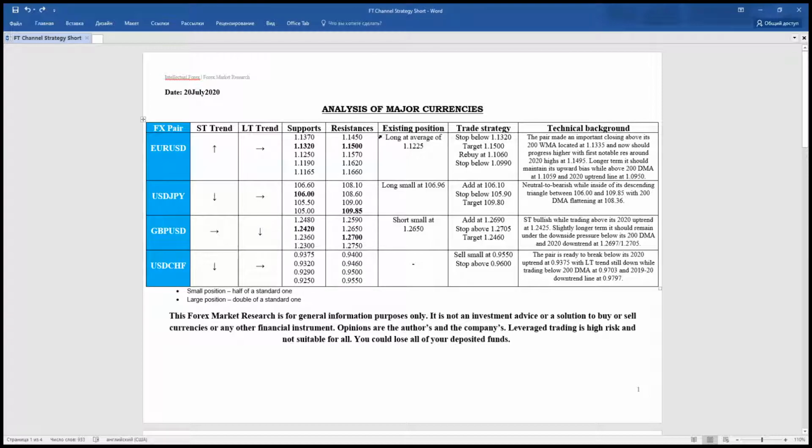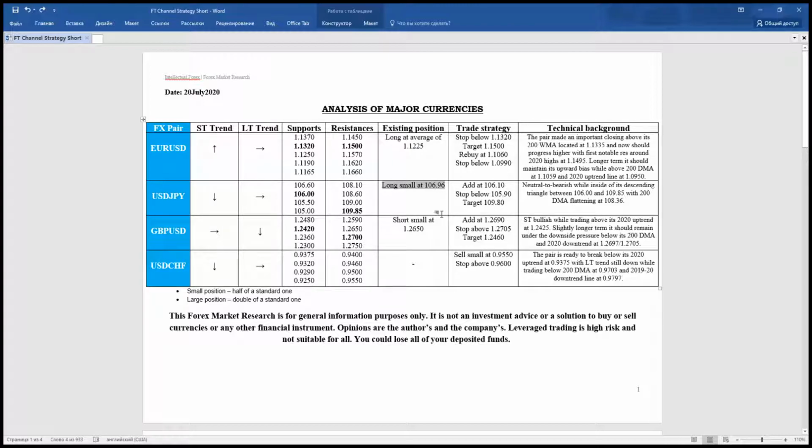If you could see, we still have a long average accumulated twice in the euro currency at 112.25. We raised our stop profit to the level of 113.20. Let's discuss that a little bit later, why we decided to do that. And we still have our target zone around the highs of 2020, 114.95, 115.